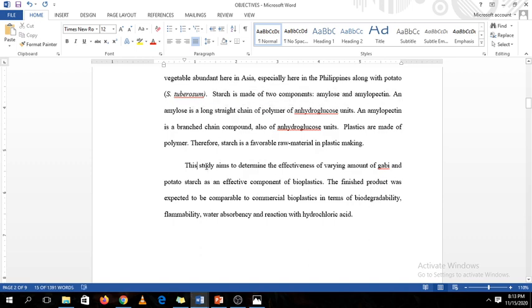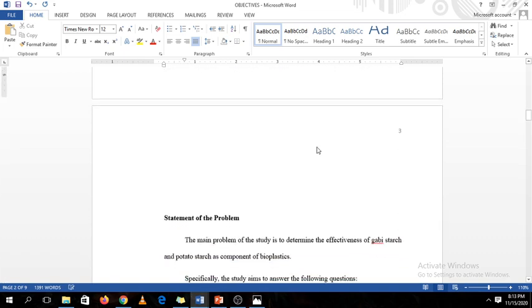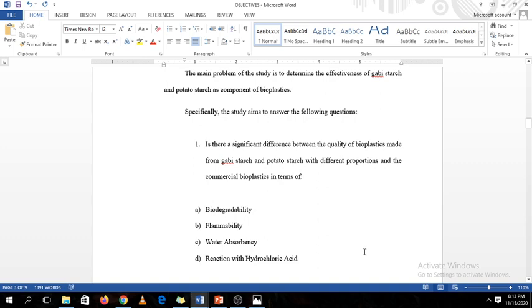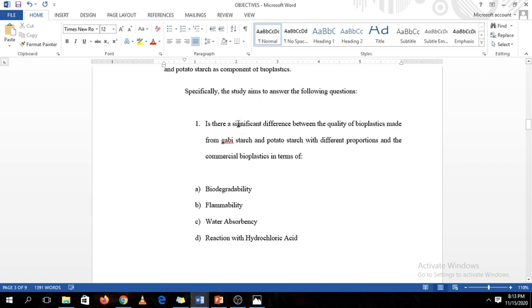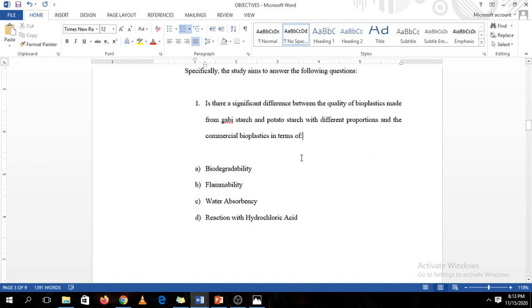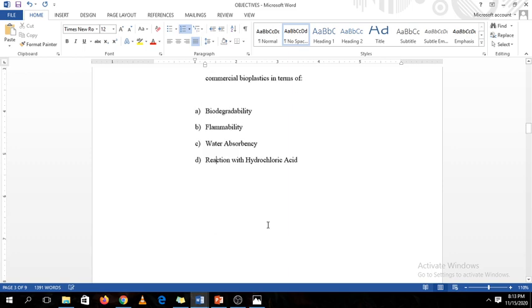Then, because of that, this study aims to determine the effectiveness. That is why you want to conduct this study. Okay? So let's proceed to the objectives. In this study, there's only one specific objective, and that is a comparative objective. Is there a significant difference between the quality of bioplastics made from Gabi starch and potato starch, the different proportions, and the commercial bioplastics in terms of, so what are the 4 tests to determine the effectiveness of your bioplastic? How will you test that the bioplastics are effective compared to the commercial one? By doing these 4 tests: biodegradability, flammability, water absorbency, and reaction with hydrochloric acid.